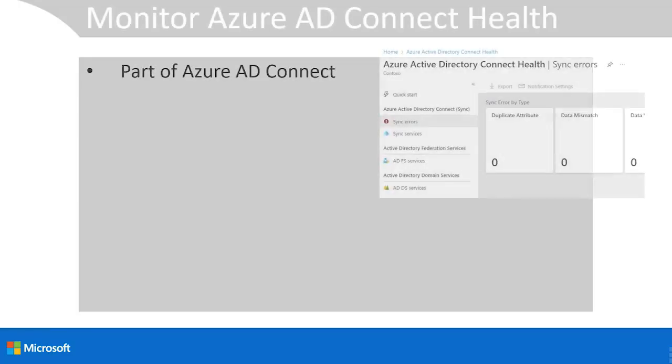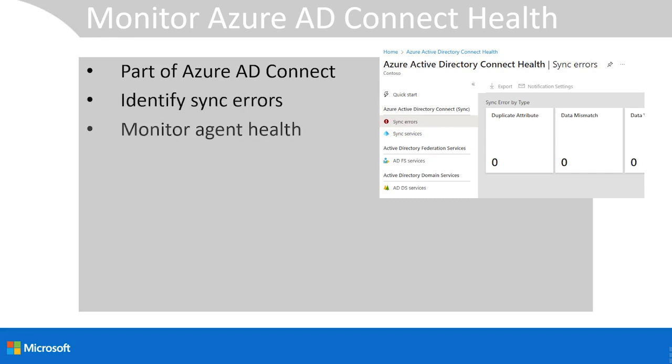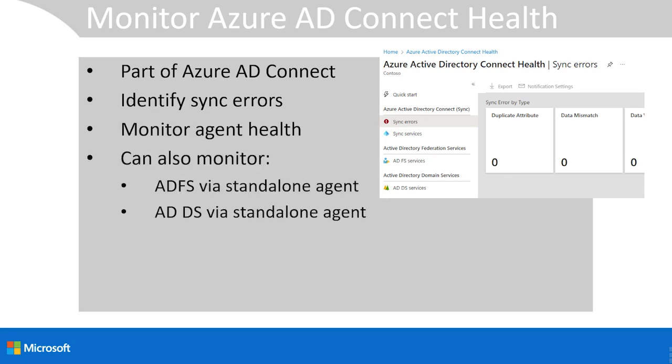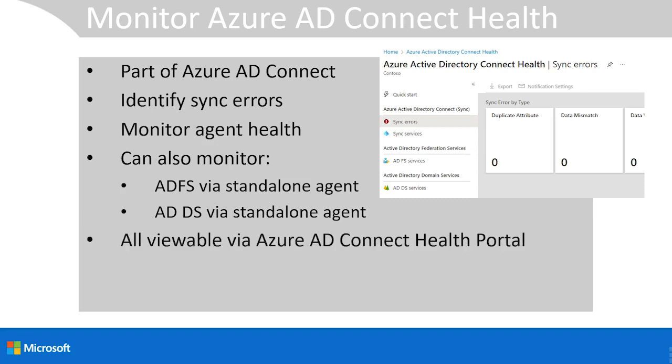Azure AD Connect is instrumented and includes components to allow for ongoing monitoring. This allows you to identify sync errors and monitor the health of the agent. There are also standalone agents that allow monitoring of Active Directory Federation Services and Active Directory Domain Services, and this can all be done in one place via the Azure AD Connect Health Portal.